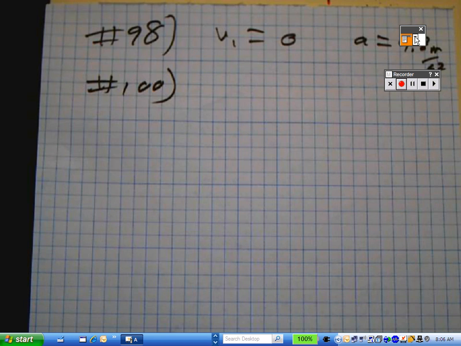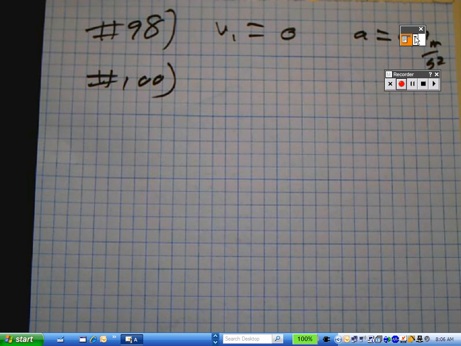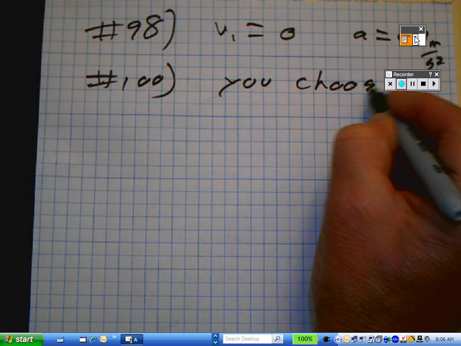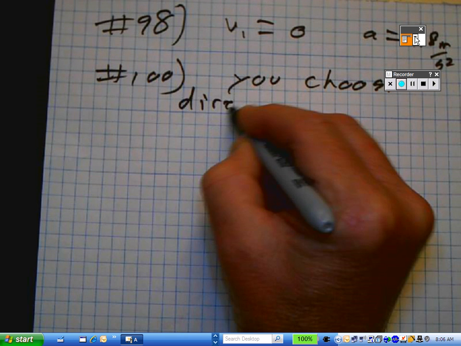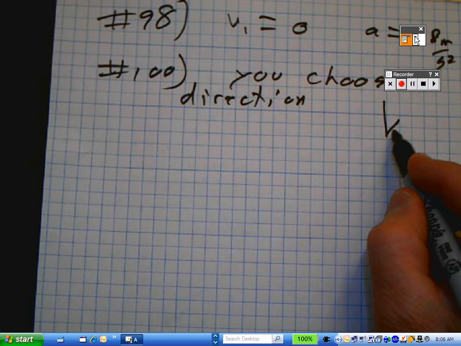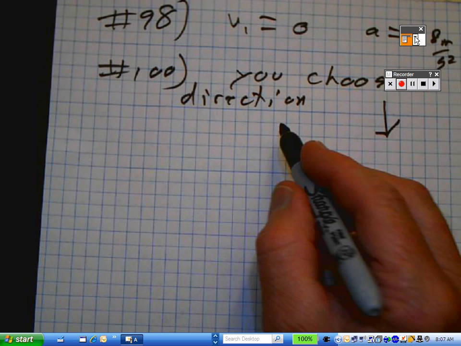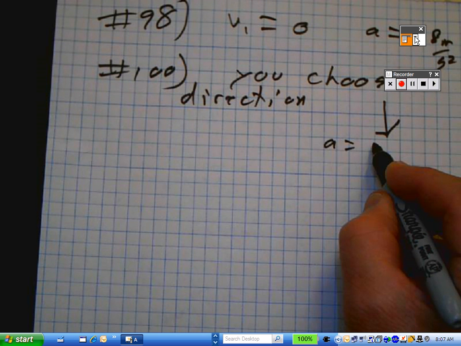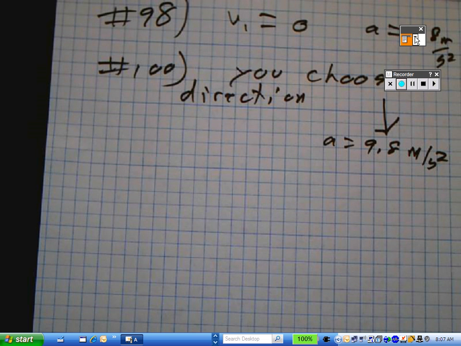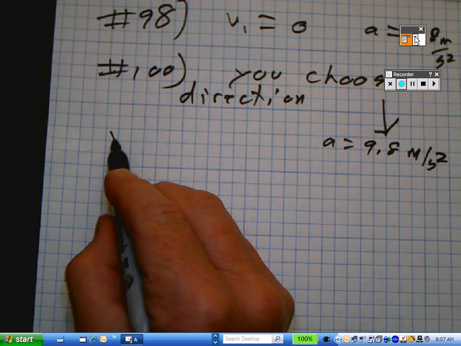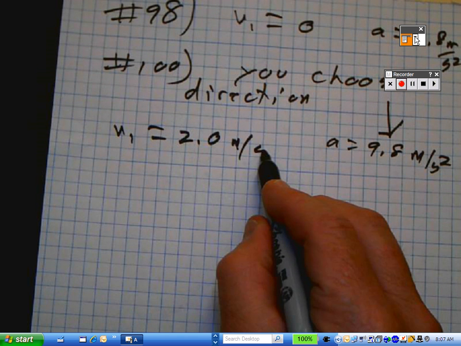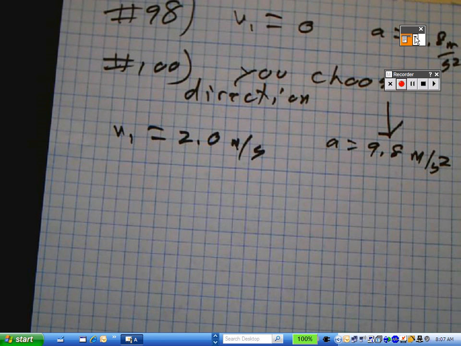The important thing to remember in every one of these problems is you get to decide. You choose direction. So if I ever drop something downward, if downward is the only direction it's going, then I call the acceleration of gravity 9.8 meters per second squared. But if you toss it downward, instead of starting at 0, the V1 is 2.0 meters per second in that circumstance. That should help you there.